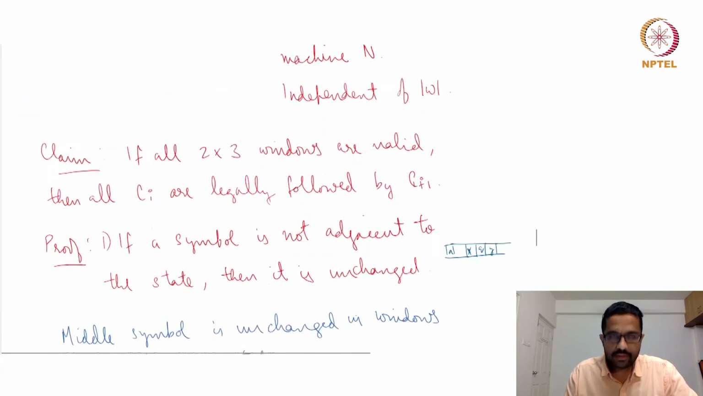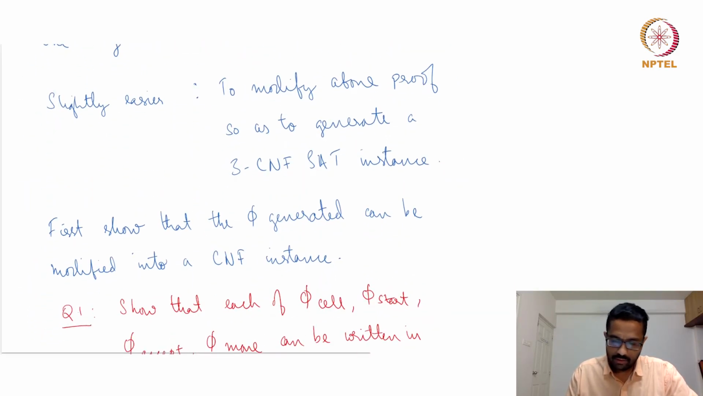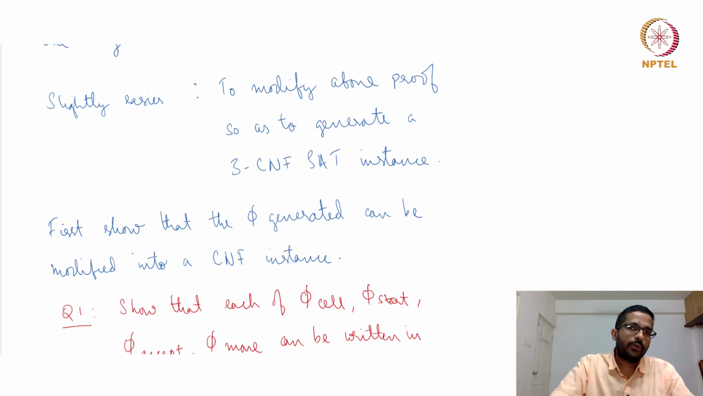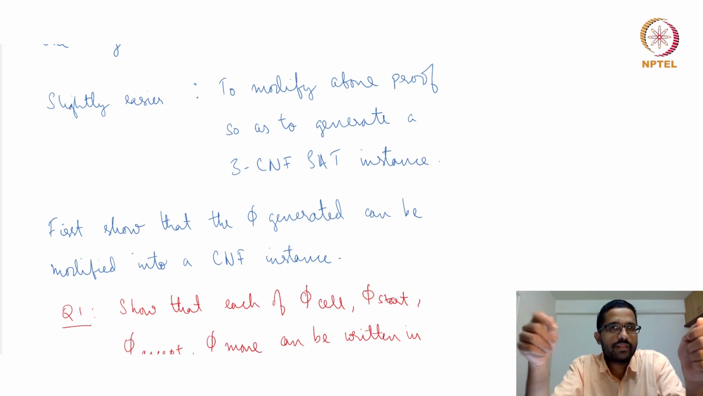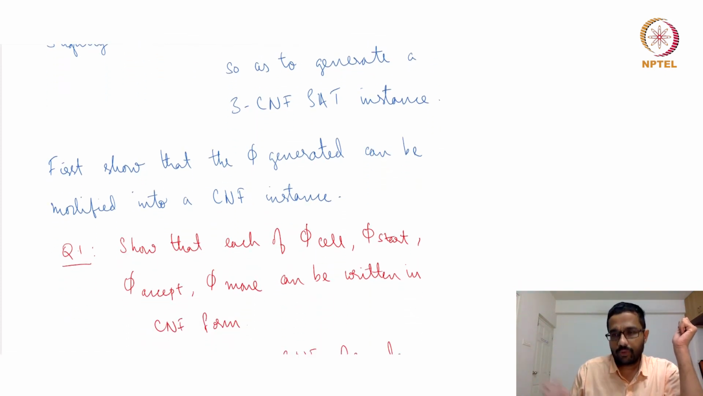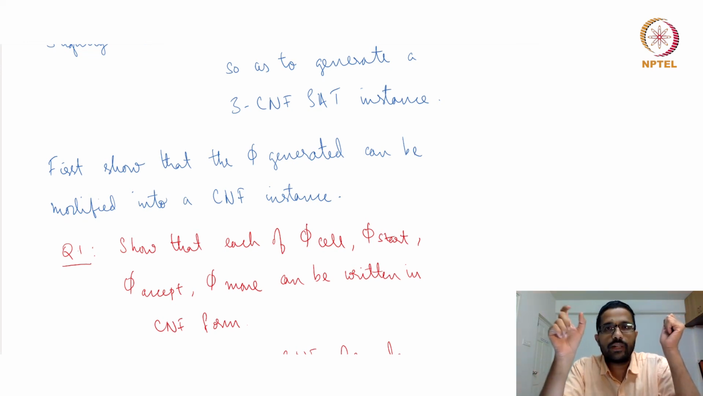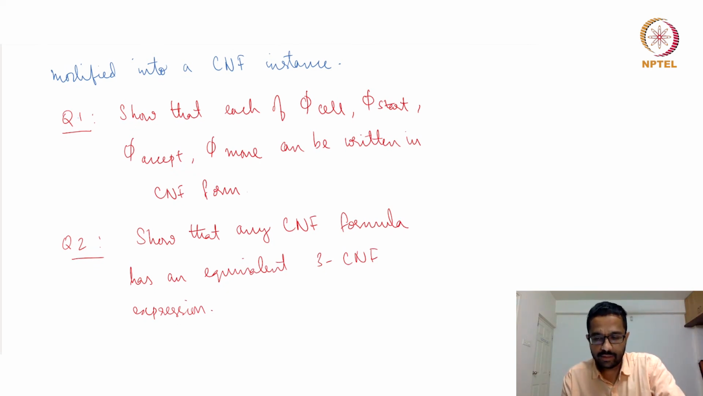So none of this is in the 3CNF form. But the point is we can modify it into 3CNF form. The simpler, step-by-step way to do it is to first show that the formula generated can be a CNF formula, meaning it's just an AND of clauses, where each clause is an OR of literals, without paying much regard to how many literals are in each clause. And once that is done, you modify it into a formula where each clause has exactly 3 literals. I've just written down these 2 things as questions. Show that each of these can be written in CNF form, and once something is in CNF form, we can modify it into an equivalent 3CNF form. I'd like you to think about these 2 problems. It's not that difficult. Just play around with Boolean formulas and you may get it.